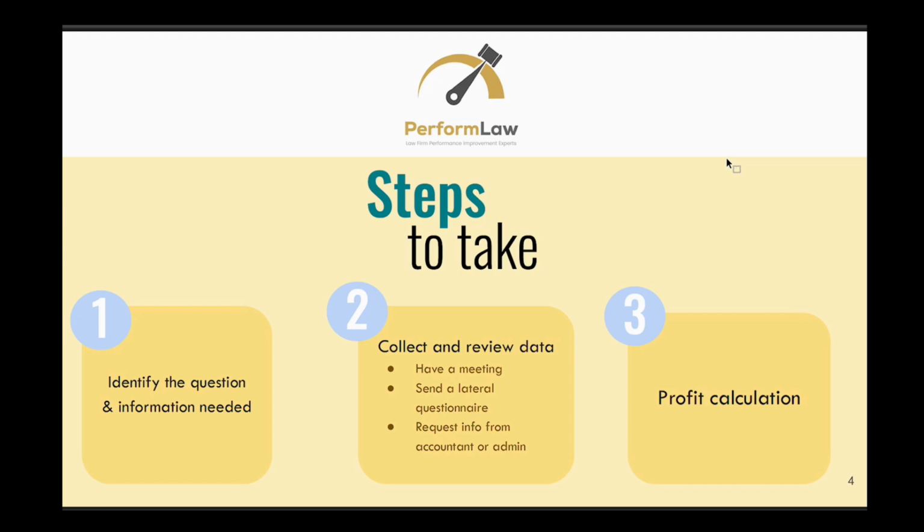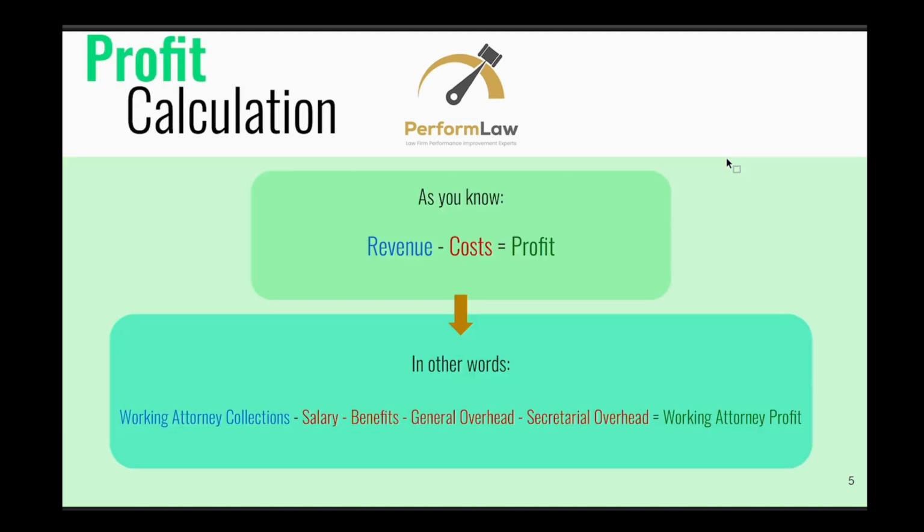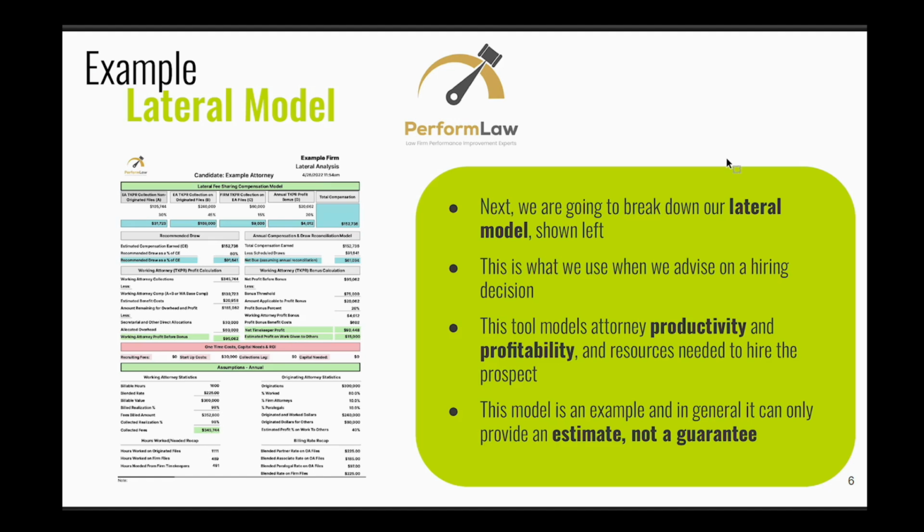And then you're going to actually do your profit calculation, which looks like this. Everybody knows profit is revenue minus costs, but we're going to break it down even further for our purposes. It's working attorney collections for the specific attorney that you're dealing with. Subtract their salary, benefits, general overhead, and secretarial overhead, and then that gets you your working attorney profit. Just a note, general overhead is also called indirect overhead.